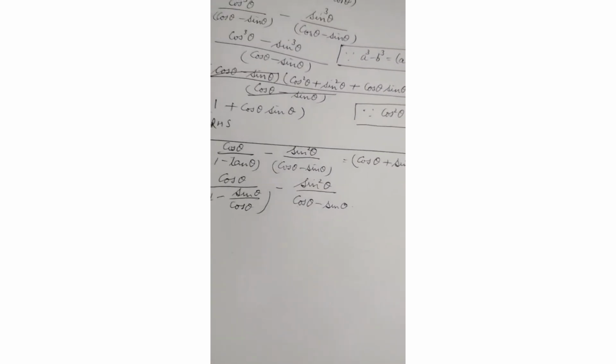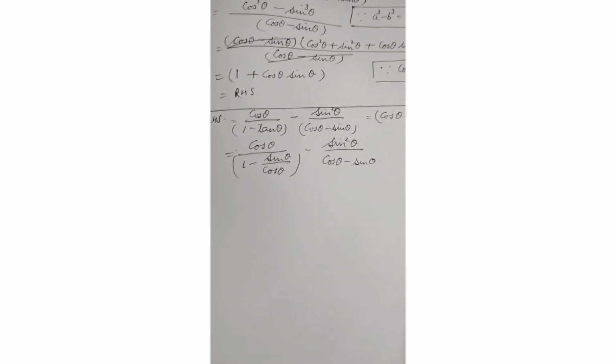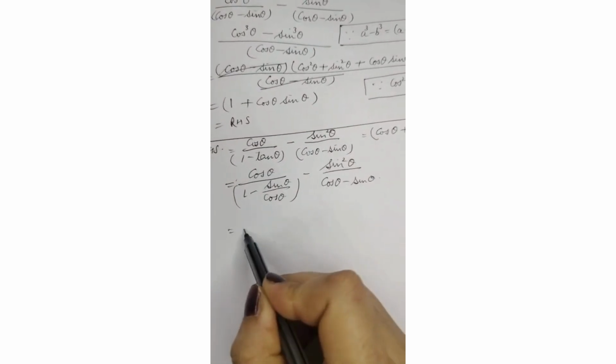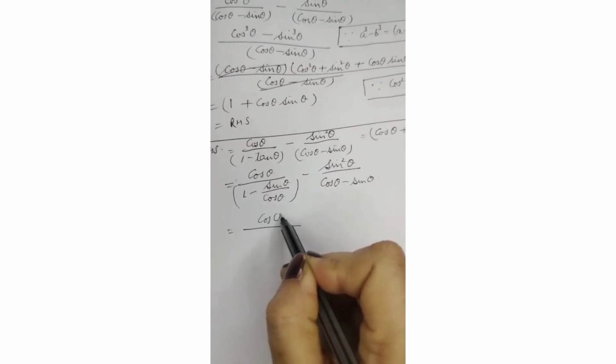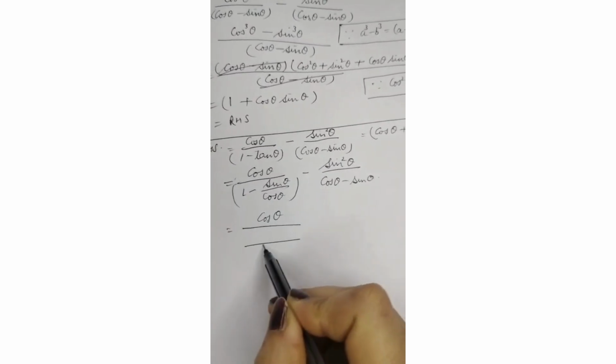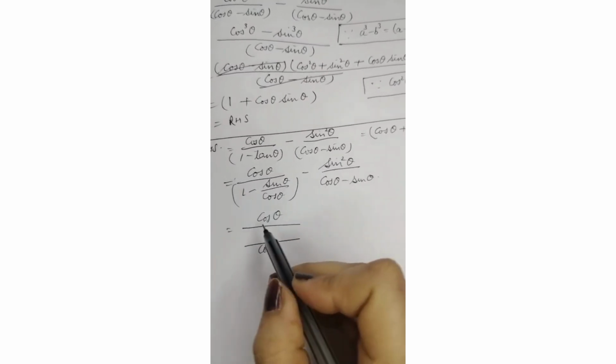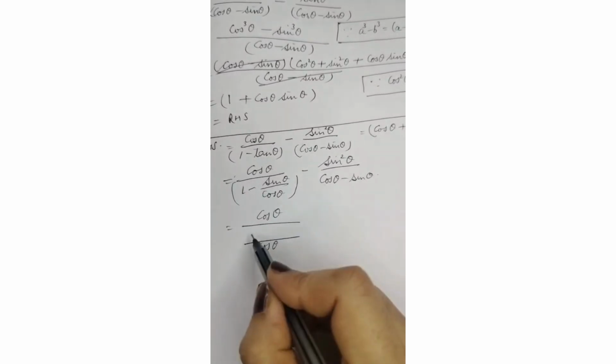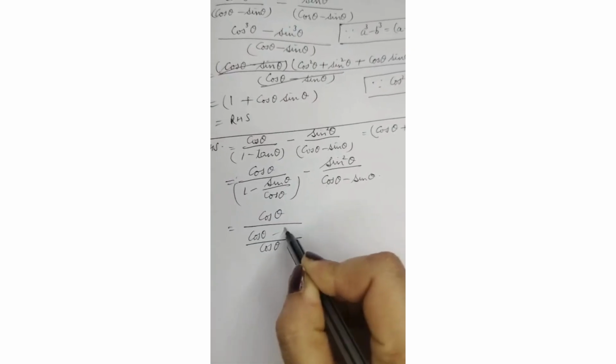So here again, just like in the previous sum, the same thing will apply. So what do we have to do here? We have to take LCM. So here we will take LCM in the denominator. Cos theta in the numerator will remain as it is. So below, cos theta will be the LCM, so here cos theta minus sin theta will come.